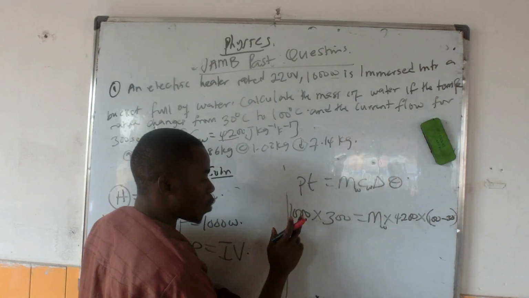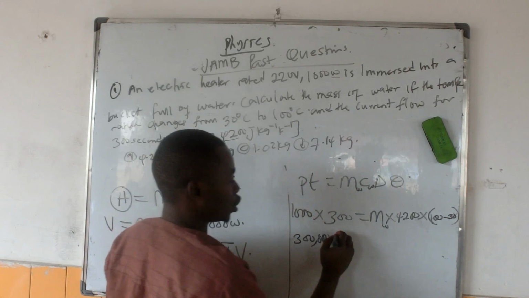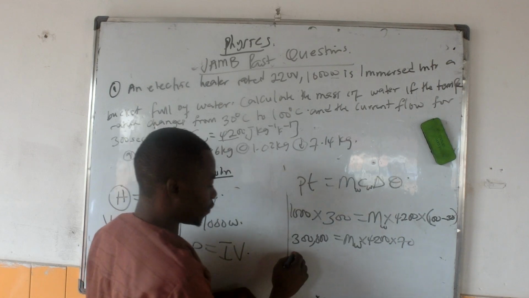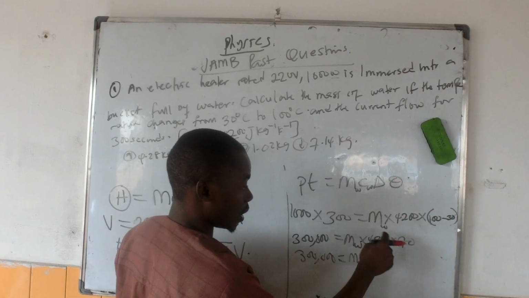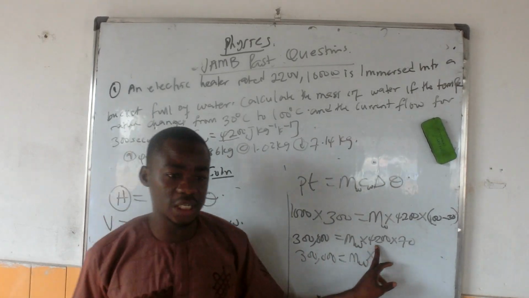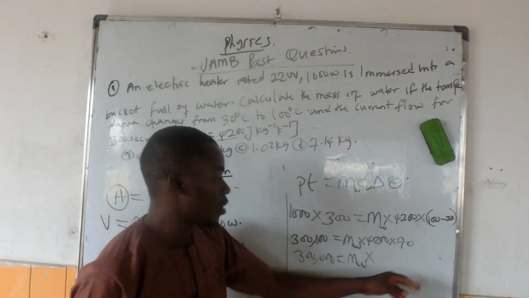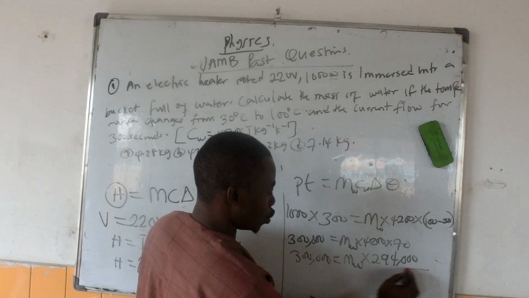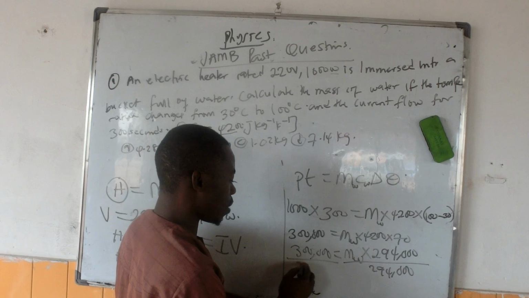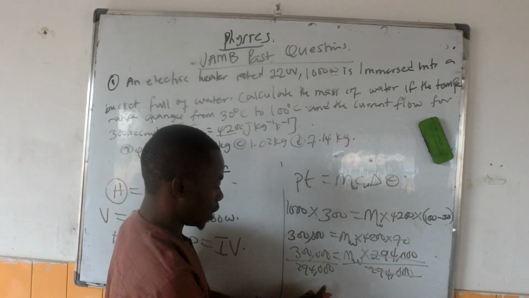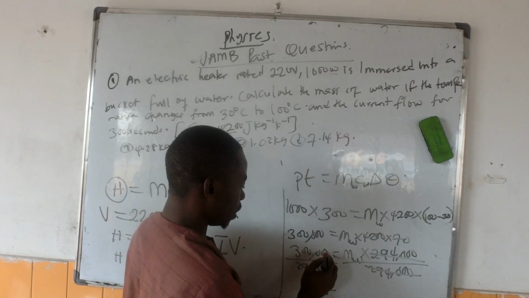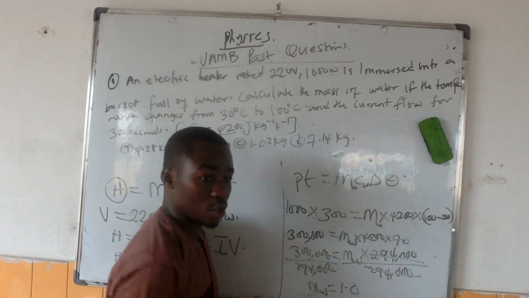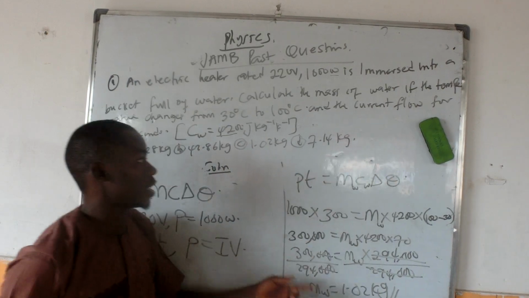10. Now, 1,000 times 300 will give you 300,000, which is equal to mass of water multiplied by 4,200 multiplied by 100 minus 30, which will give you 70. Now you have 300,000 equal to mass of water multiplied by 4,200 multiplied by 70, which will give you 294,000. So what you do next is divide both sides by 294,000. This cancels this, then you have mass of water finally equal to 1. This zero cancels this zero, and at the end of the day you have 300 divided by 294 to give you 1.10 kg. And your answer is C.